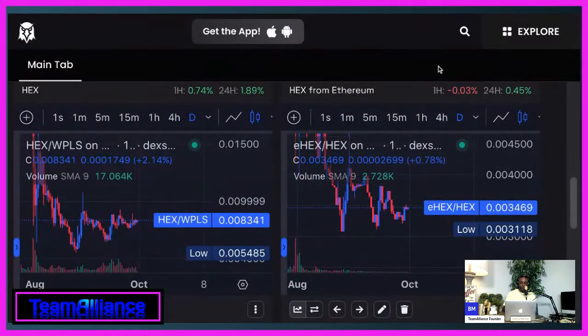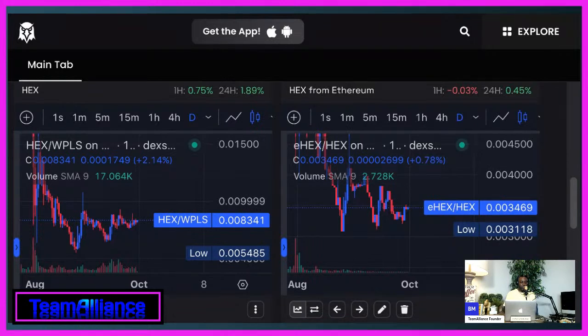All right, so you see here where it says low, 0.003118. That's the low for HEX, right? The low for HEX on PulseChain is 5485. You see that here? This one on the left is HEX on PulseChain. The low, 0.005485. Okay.